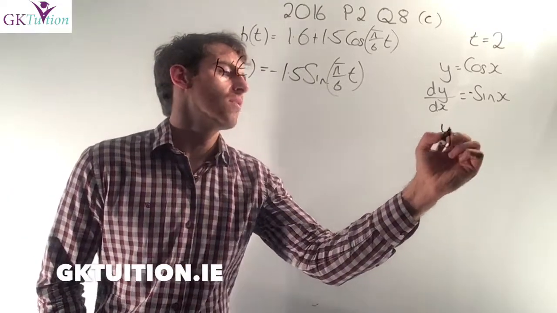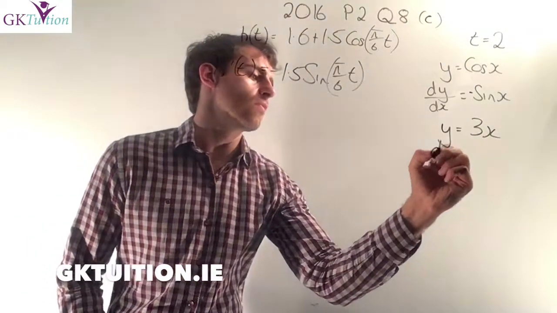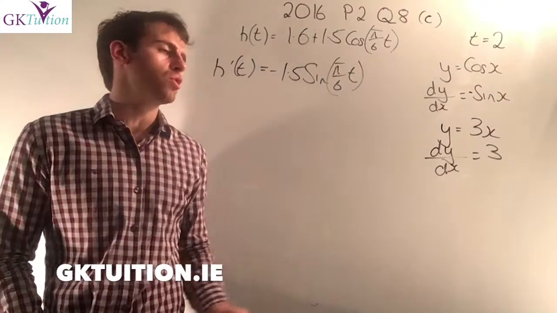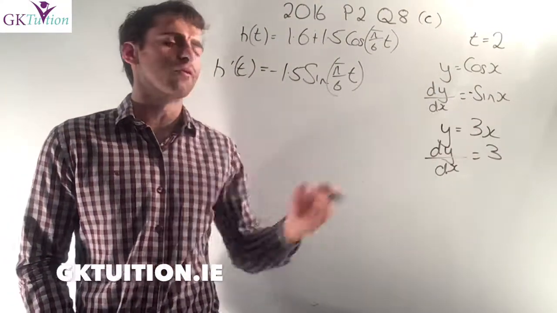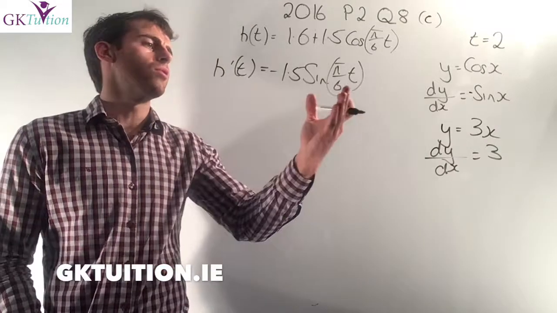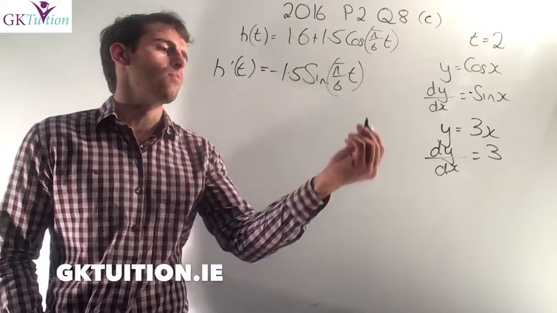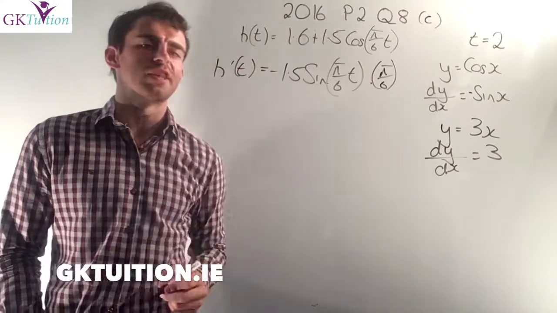Simplify this one down. If I asked you to get the derivative of 3x, it's very straightforward. The derivative of 3x is just 3. Or in other words, it's just whatever the coefficient of my variable was, whatever the number in front of my x was. So the derivative of pi over 6 times t is just whatever's in front of the t, which in this case is pi over 6.